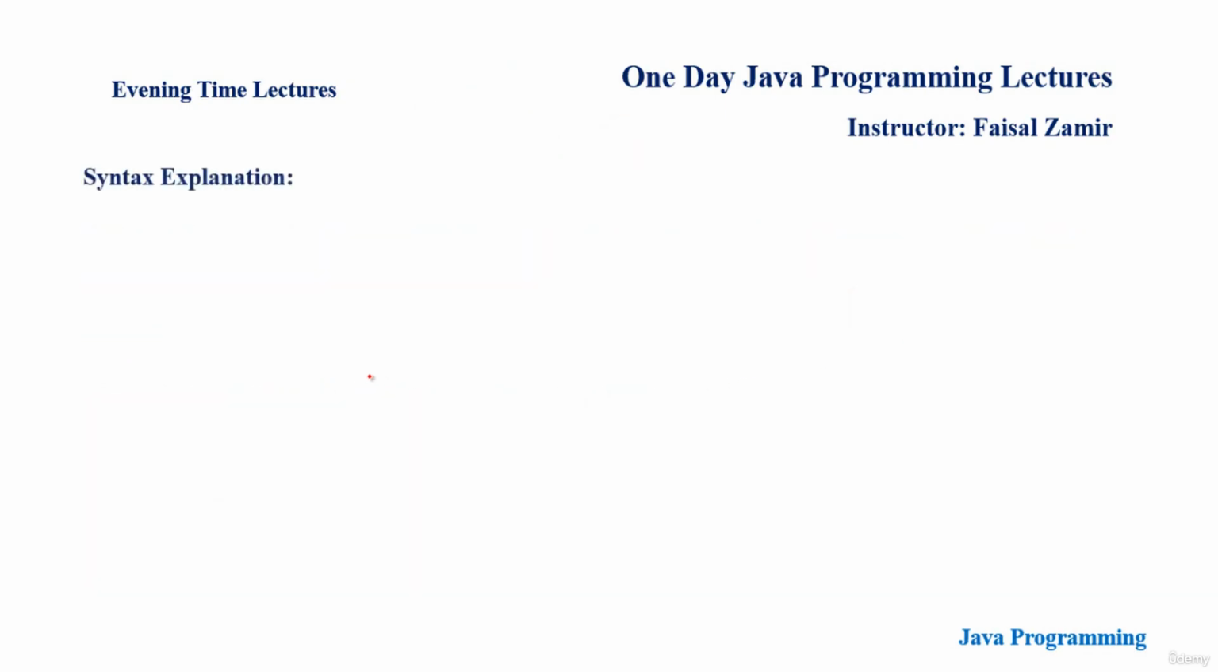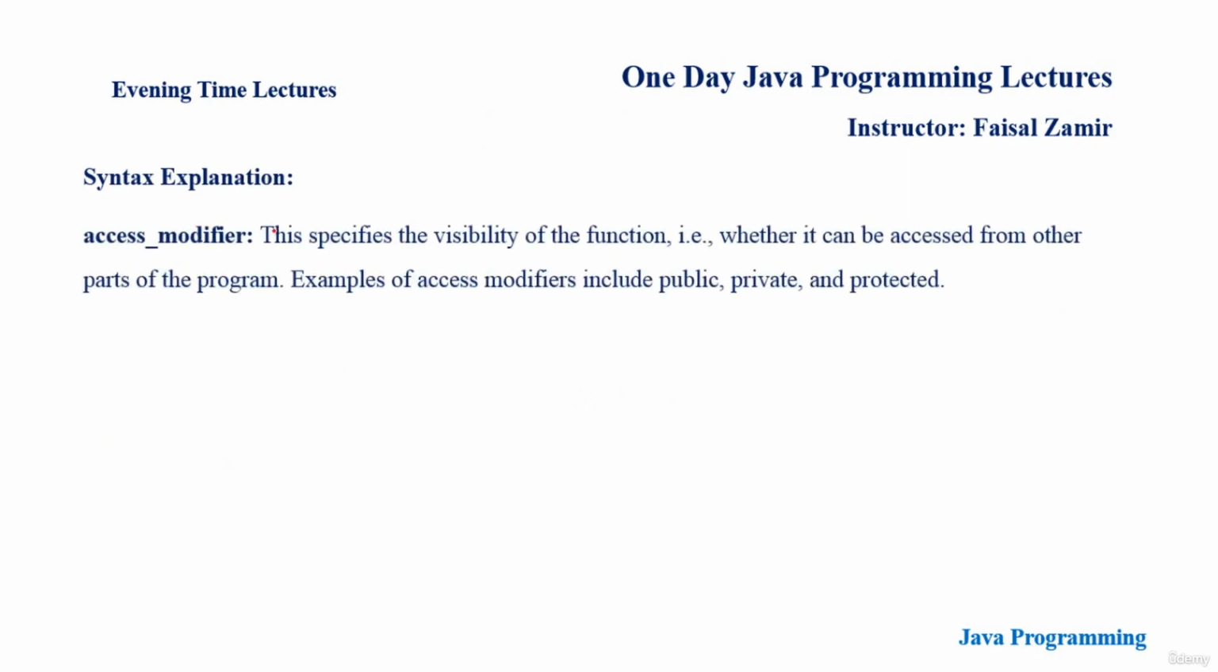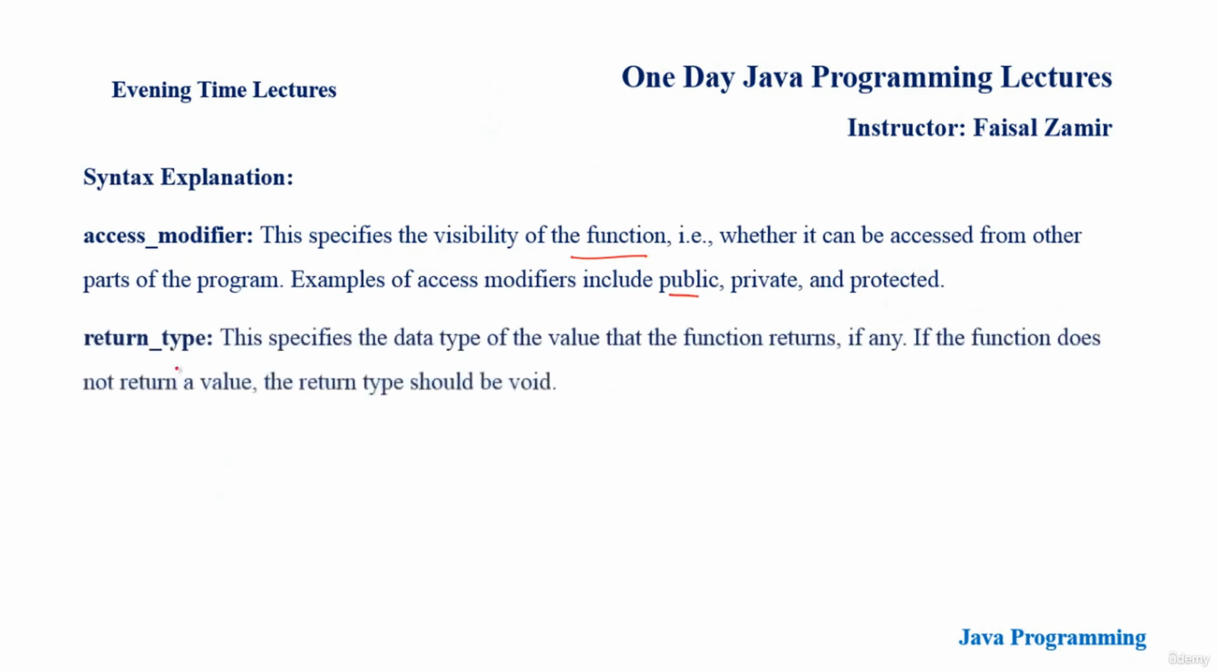Now in the next line you will see the syntax explanation. Access modifier specifies the visibility of the function. For example, you can see public, private, protected. Return type, which type is the return type, maybe int, float. If you want to use void, it means that there is no returning data type.